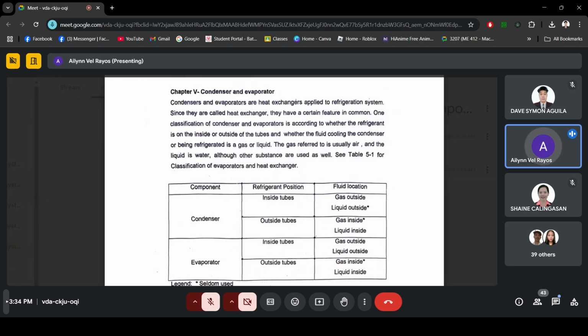So one classification of condenser and evaporators is according to whether the refrigerant is on the inside or outside of the tubes and whether the fluid going to condenser or being refrigerant is a gas or liquid. So the gas referred to is usually air and the liquid is water. Depende kung ano din yung working substance natin. Although other substances are used as well.